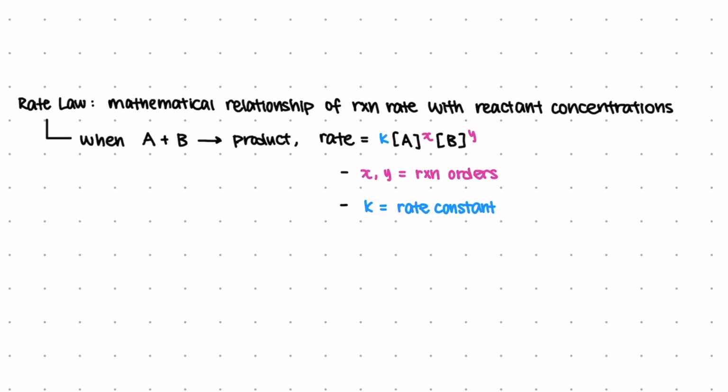In this video, we'll be talking about rate law, which is the mathematical relationship of reaction rate with the reactant concentrations. So when A plus B forms a product, the rate would be K times the concentration of A to the power of X and the concentration of B to the power of Y. X and Y are the reaction orders, which are determined by experiment data, and K is the rate constant or the proportionality factor, and the unit and value of K differs for every reaction. The rate will usually have a unit of molarity over time.